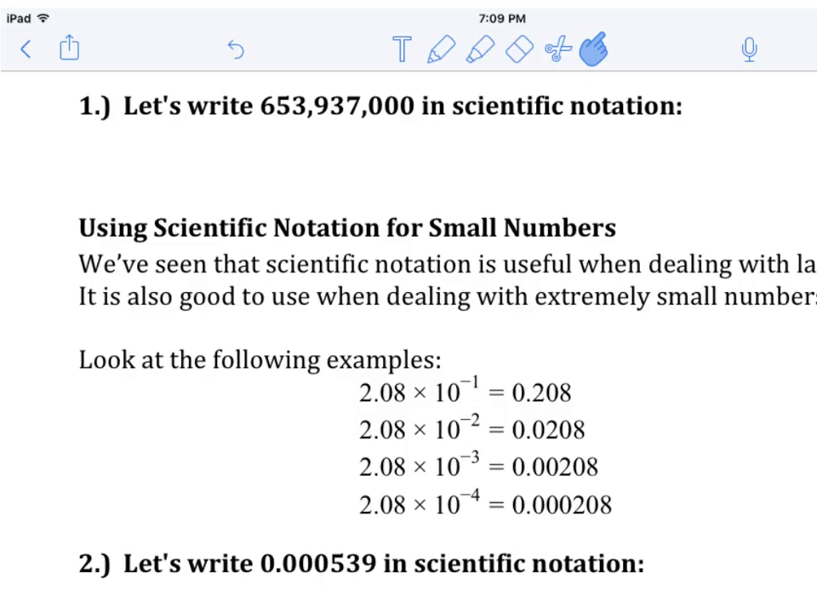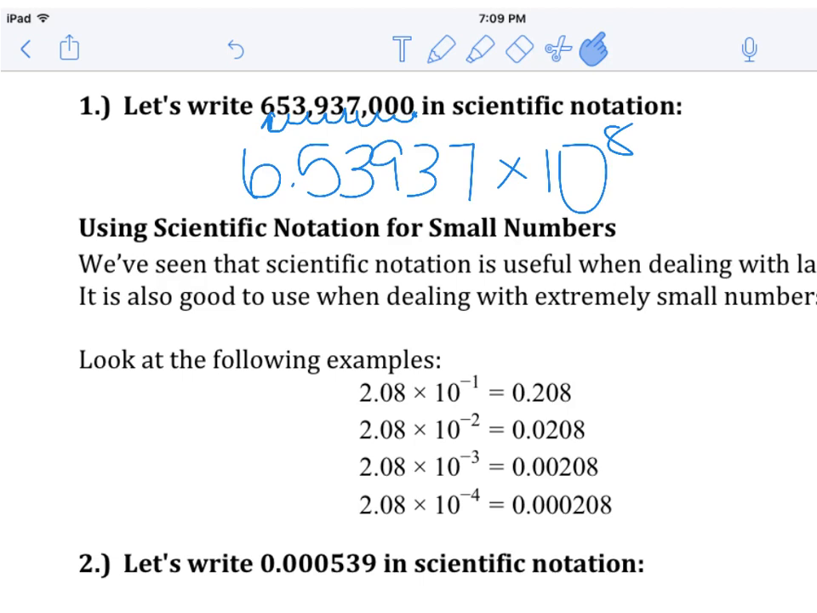Here's an example where we have a very large number and we want to write it in scientific notation. First, we want to locate where the decimal point is. If we don't see one, it's at the very end. We want to move the decimal point so it's between the 6 and the 5. So we have 1, 2, 3, 4, 5, 6, 7, 8 spaces. So our number is going to be 6.53937, and we're going to drop the rest of the zeros, times 10 to the 8th power.